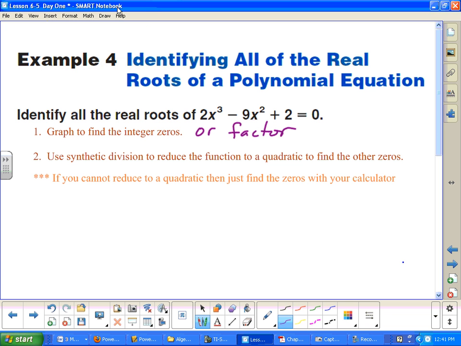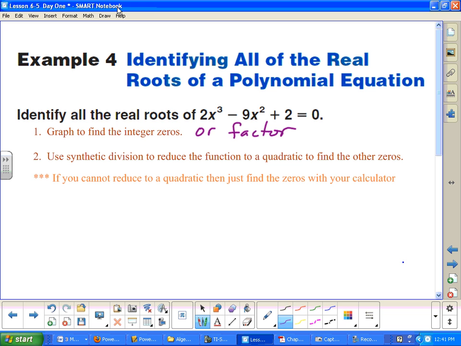Identifying all the real roots of a polynomial equation. All right, and yes, we're going to use 11 through 14. We're not going to use my examples up here. Okay, we'll go ahead and use those numbers. So here's the first thing we're going to do: we're going to look to see if we can factor it. If it's something I can factor, great, it shouldn't be too bad doing it. If I can't factor it, then I'm going to graph it to find the integer zeros.